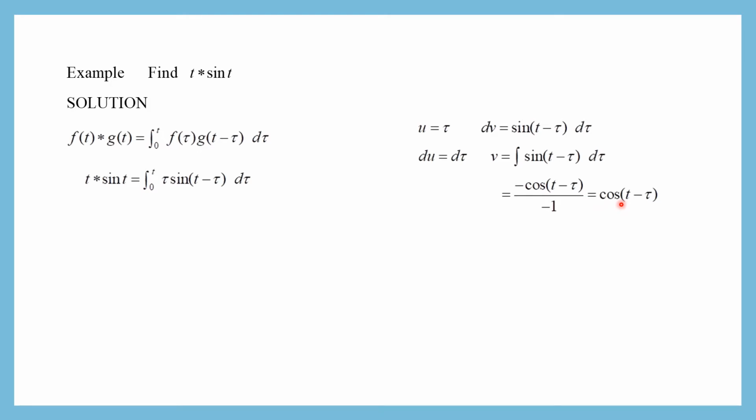So apply the formula for integration by parts. u multiplied by v, that will be tau cos of t minus tau, minus the integration of v du. So minus integration of cos of t minus tau d tau.